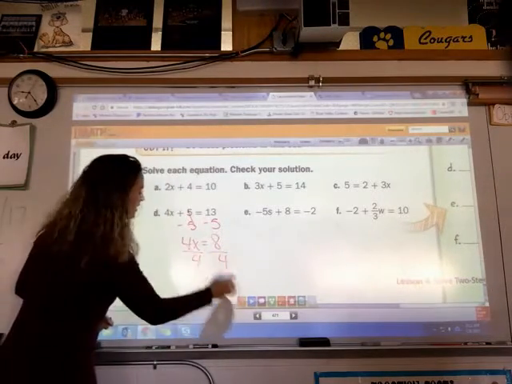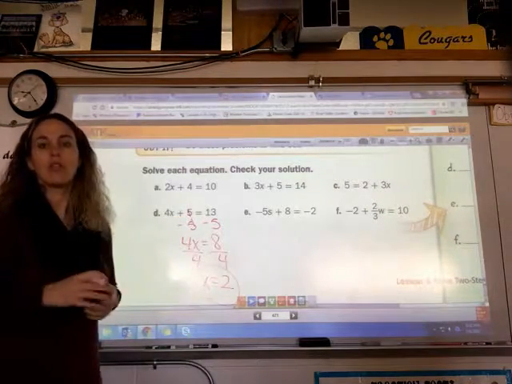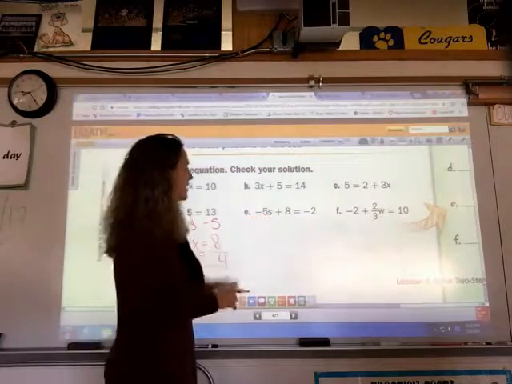And I can check it. 4 times 2 is 8. 8 plus 5 is 13, so it works out. Hopefully you have the same answer as well. Let's take a look at letter E.